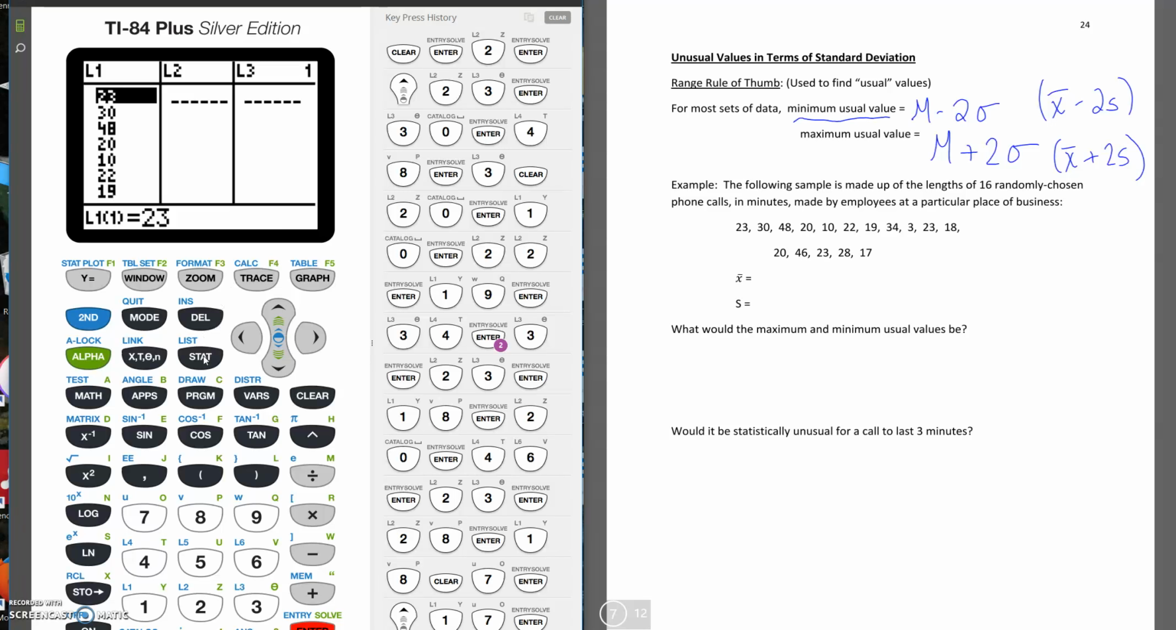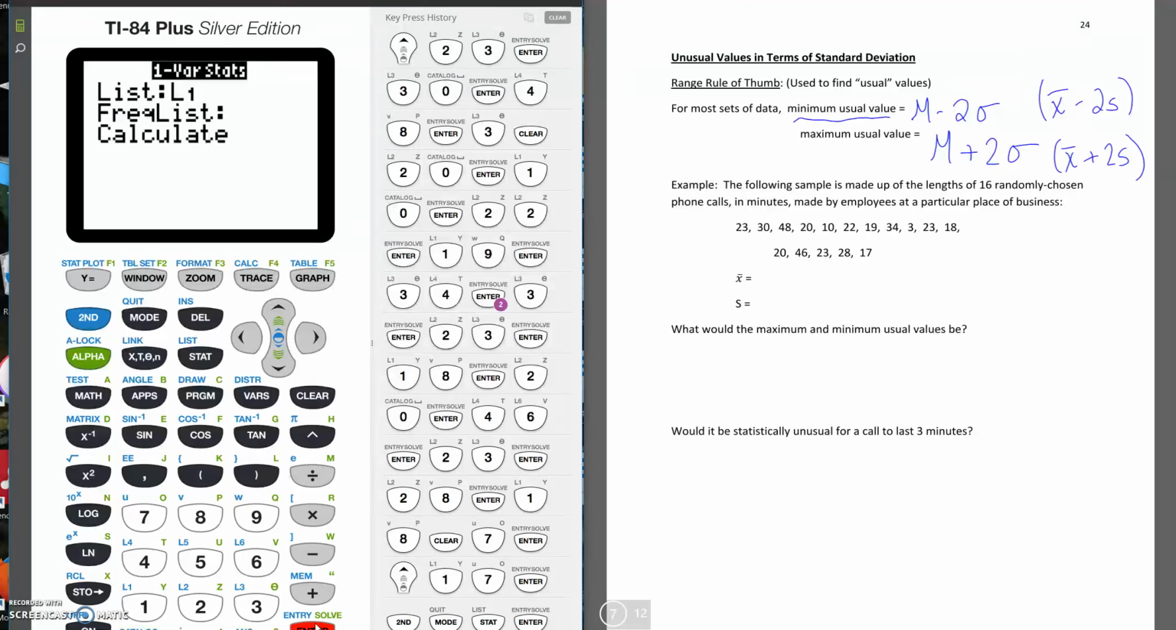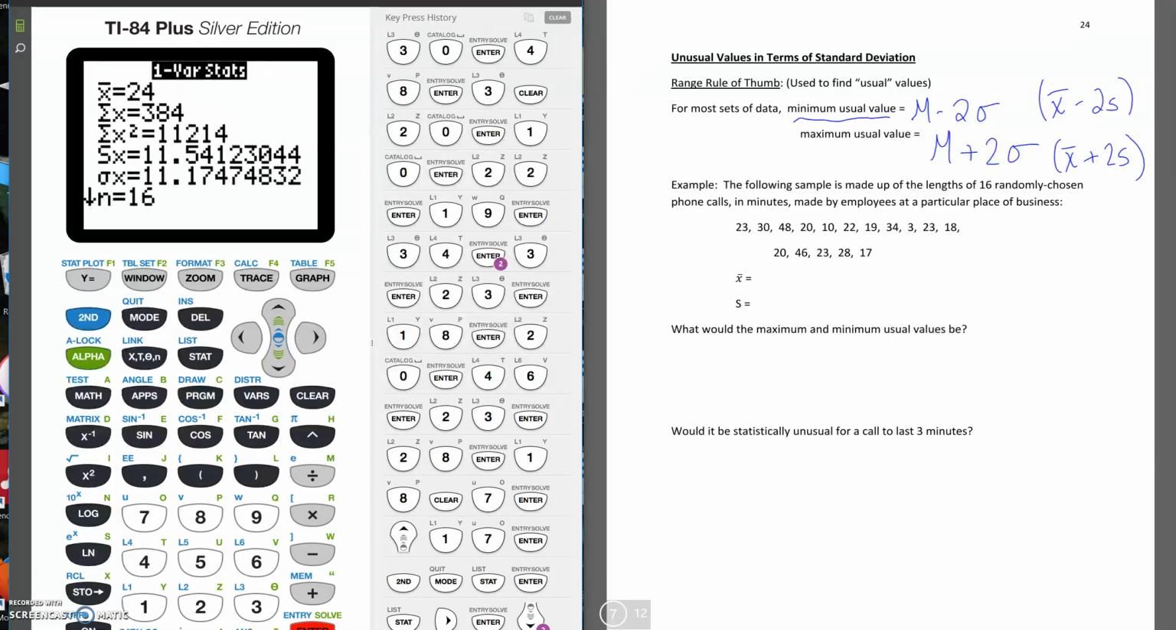Then to find the mean and the standard deviation, we're going to hit Stat, use the arrow to go over to Calc, and hit Enter. We'll have L1 there, and just hit Calculate. So our mean here is 24, and our standard deviation is 11.5. We're going to use that in the formulas we stated above to find the maximum and minimum usual values.